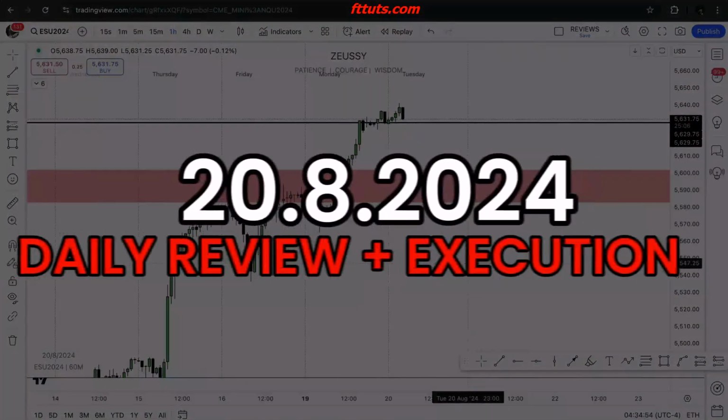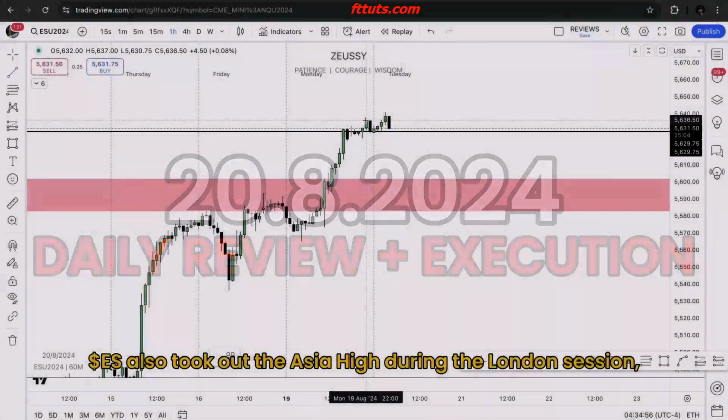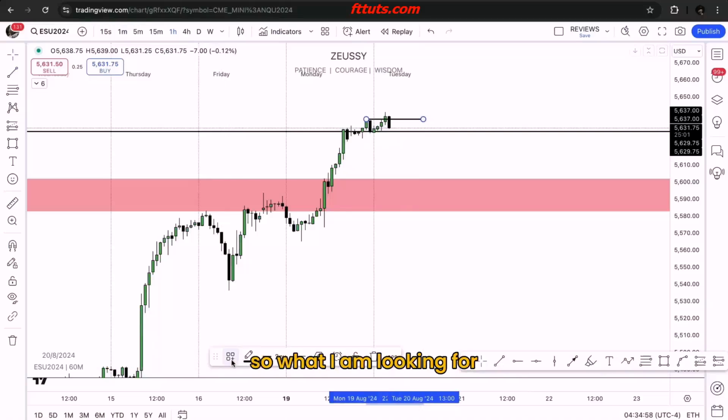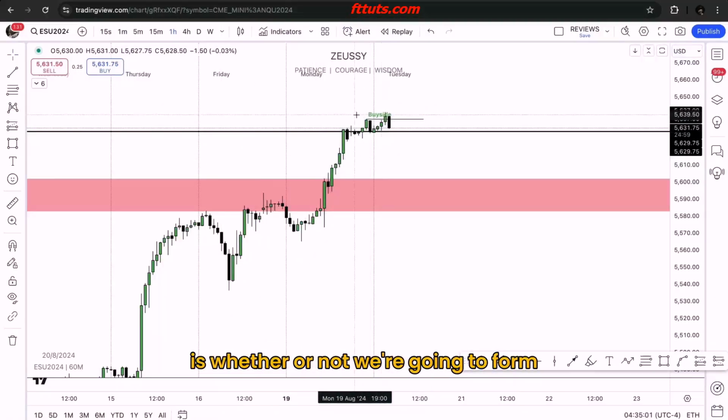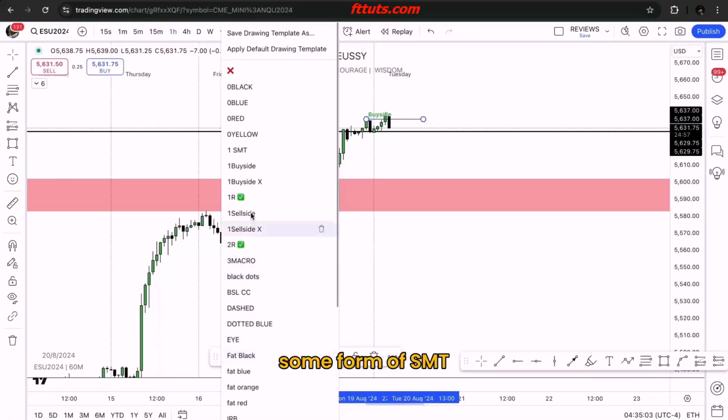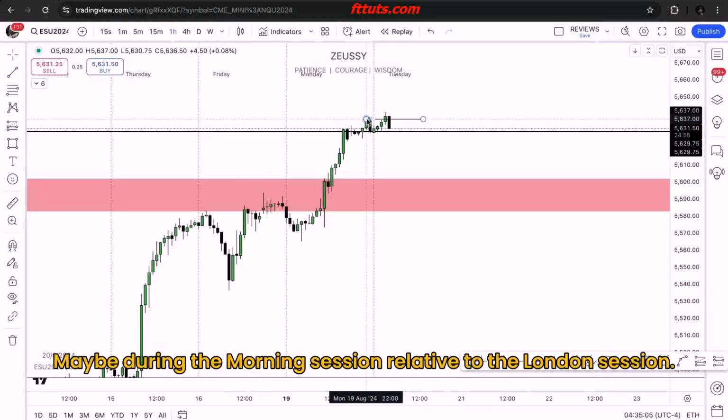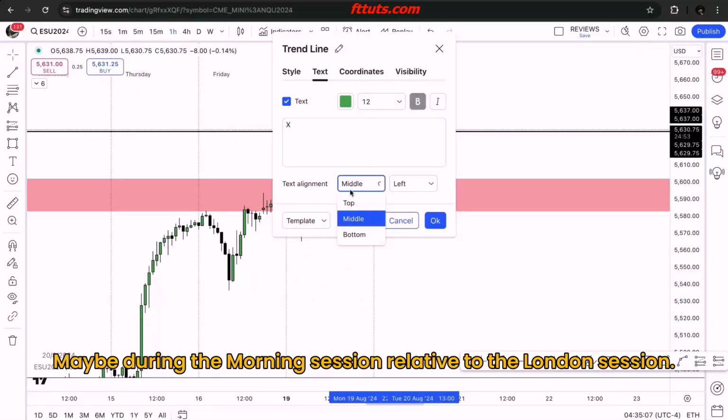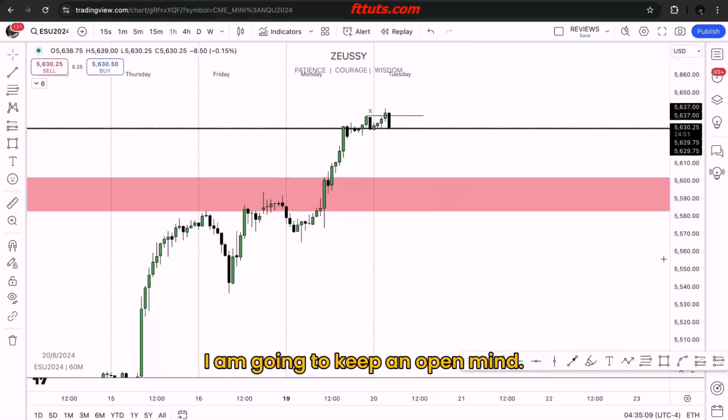outlined. ES also took out the Asia high during the London session, so what I'm looking for is whether or not we're going to form some form of SMT here on the highs. Maybe during the morning session relative to the London session, but I'm just going to keep an open mind.